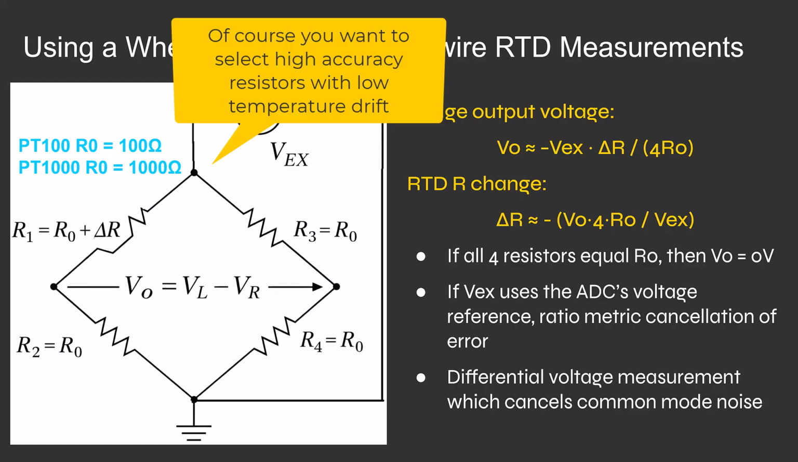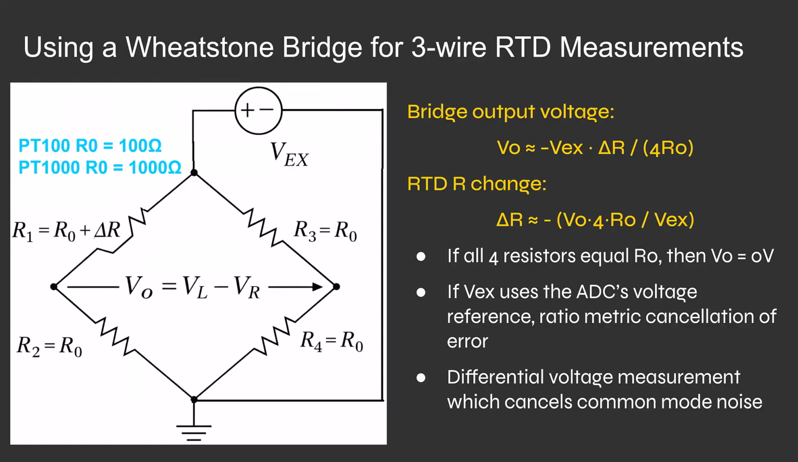So if we're using a PT100, that would be 100 ohms. If we're using a PT1000, that would be 1,000 ohms. Now you can see on the right some equations for the output voltage of the Wheatstone bridge, the differential output voltage, and the delta R, which is the same equation, it's just some algebra and it's rearranged.